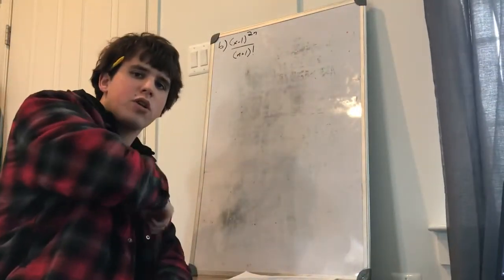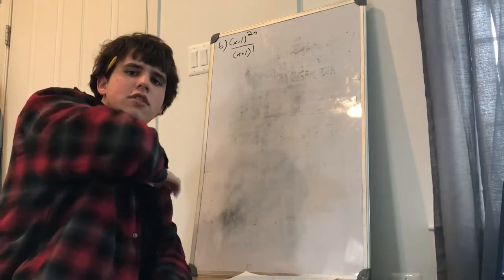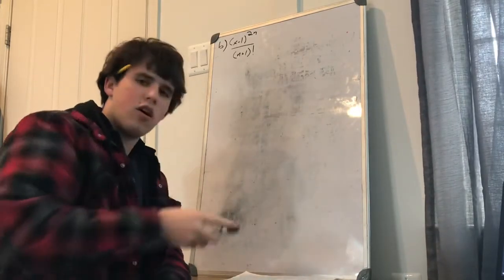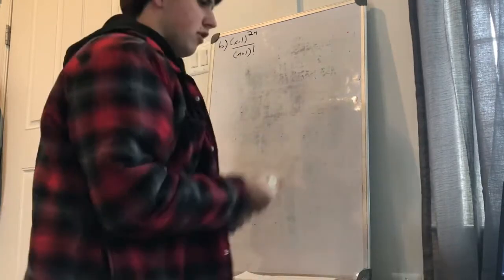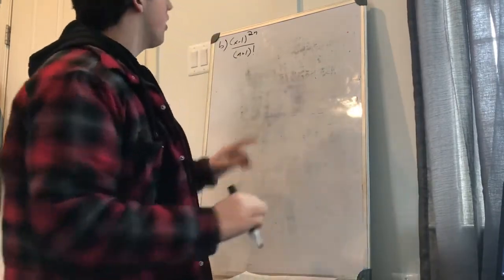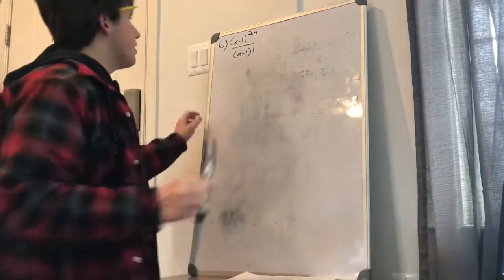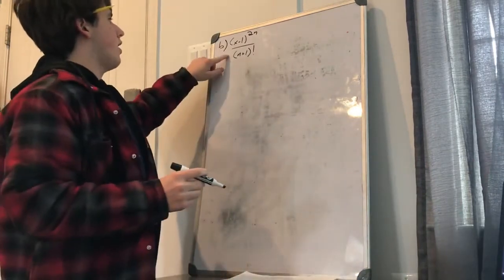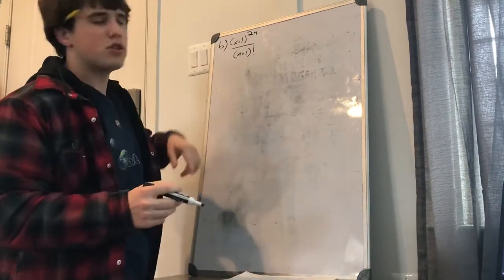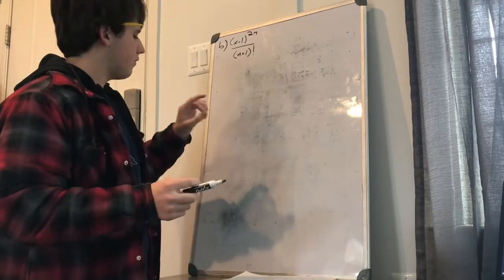Today we are going to be going over part C of the calculus question for review. Now, when you did part B, which I know you've already done, you got this answer: (x minus 1) to the 2n power over (n plus 1) factorial.